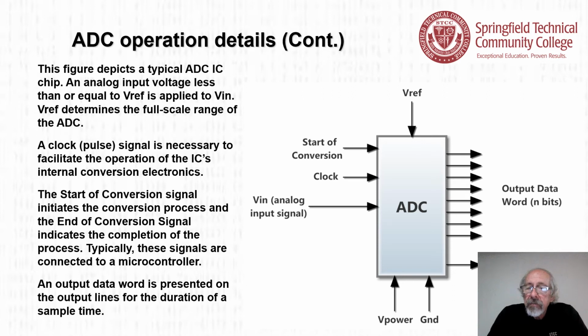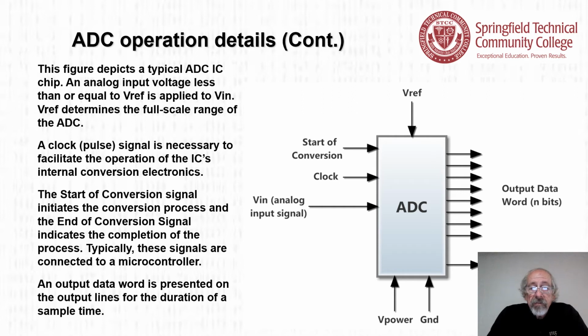In this case it looks like there's 8 lines that come out, so it would be an 8-bit A to D converter, with an end of conversion signal. So let's take a closer look. An analog input voltage less than or equal to V reference is applied to VIN. V reference determines the full-scale range of the ADC. A clock pulse signal is necessary to facilitate the operation of the IC's internal conversion electronics.